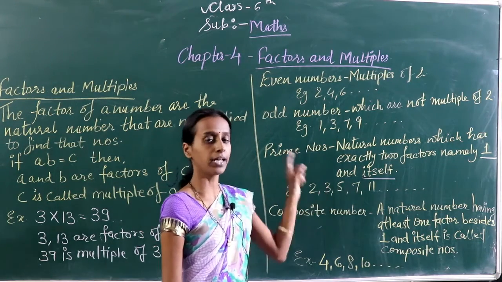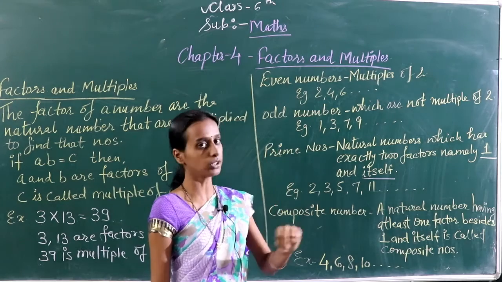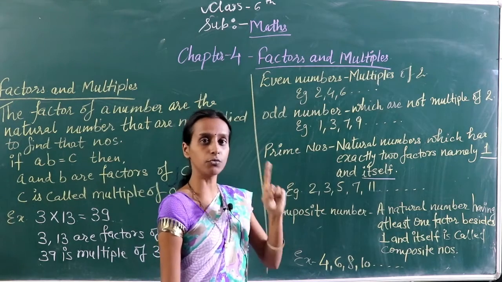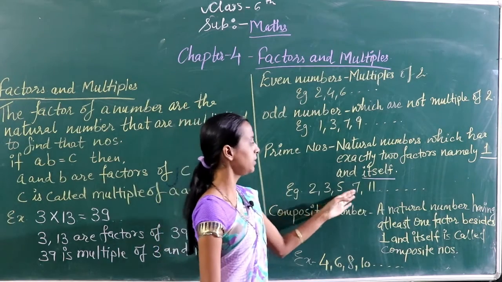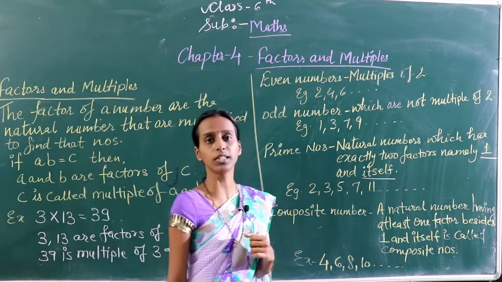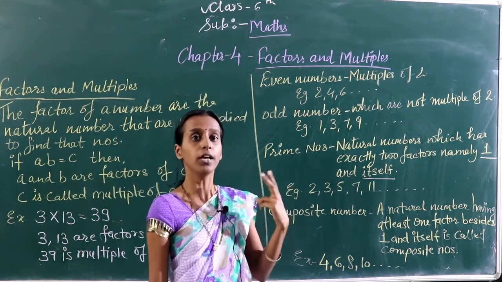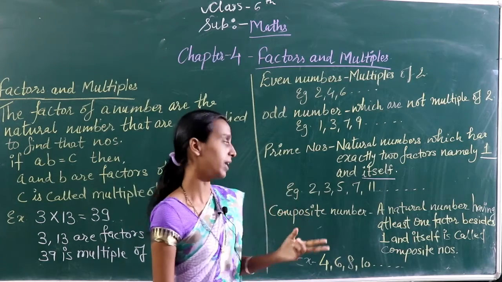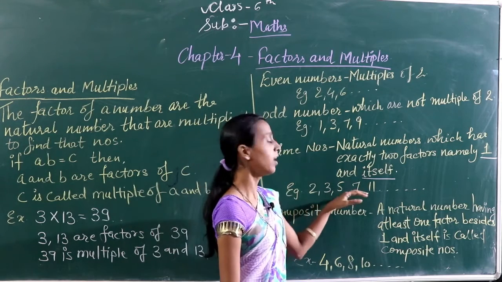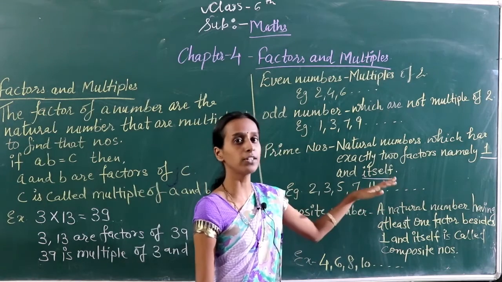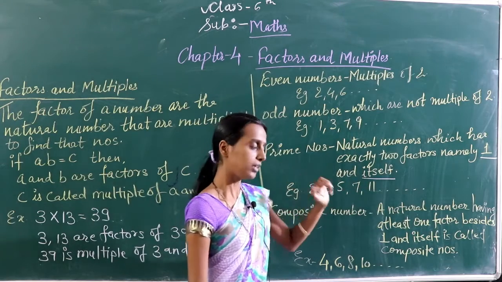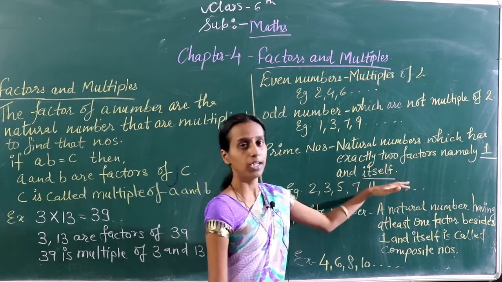3 किसके टेबल में आएगा? 1 के टेबल में आएगा और 3 खुद के टेबल में आएगा. So what will be the factors? 1 and 3. Same in the case if we take 11. 11 कौन से टेबल में आता है? 1 के टेबल में आता है और itself मतलब खुद 11 के टेबल में आता है. So these are called the prime numbers which have only 2 factors, that are 1 and itself.